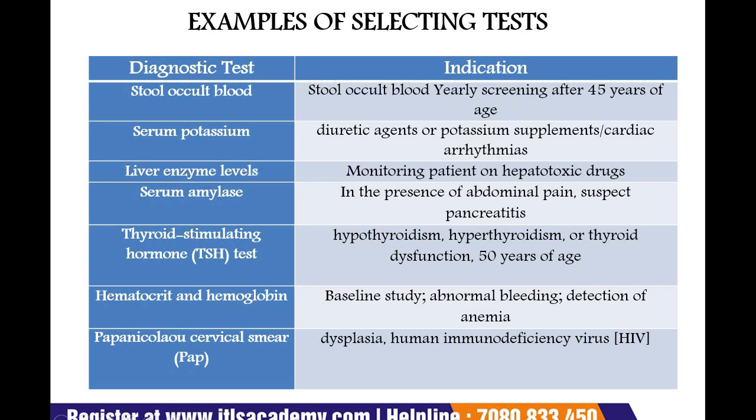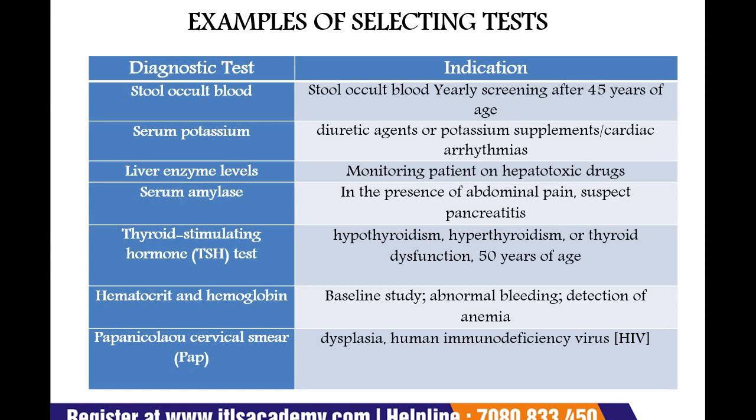Stool occult blood diagnostic test. It is recommended for the patients who are 45 years of age. Serum potassium test. It is recommended for the patients who have indications of taking diuretic agents or potassium supplements, or who have cardiac arrhythmias.